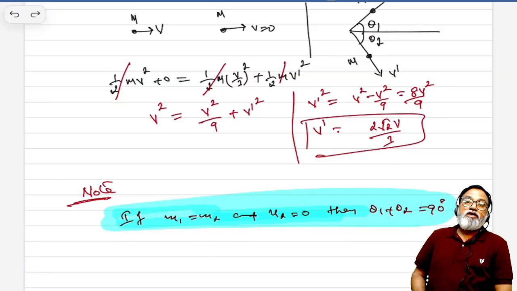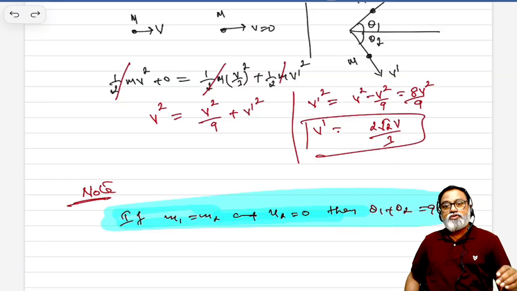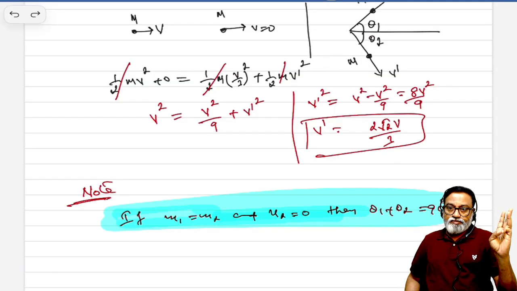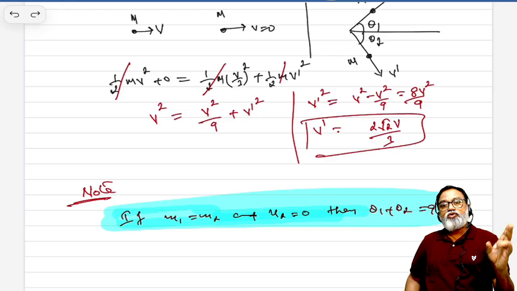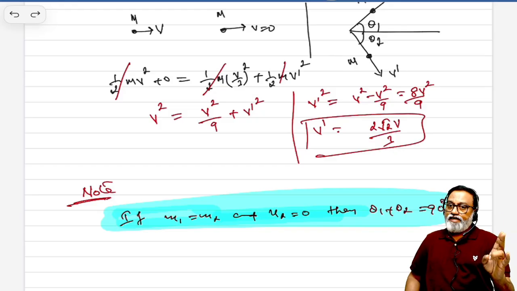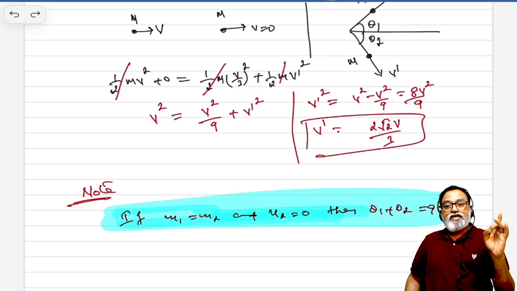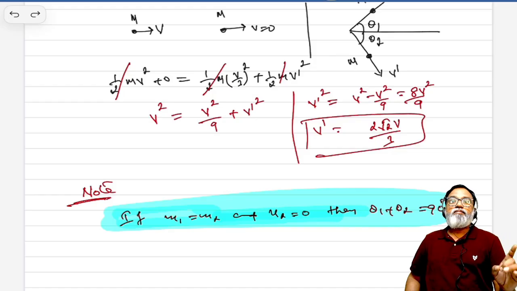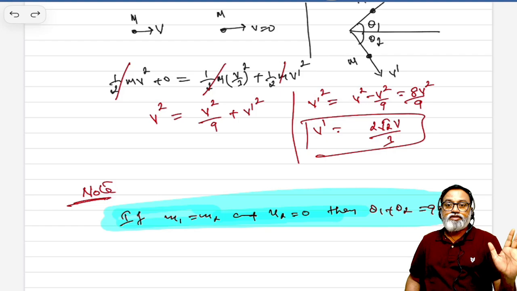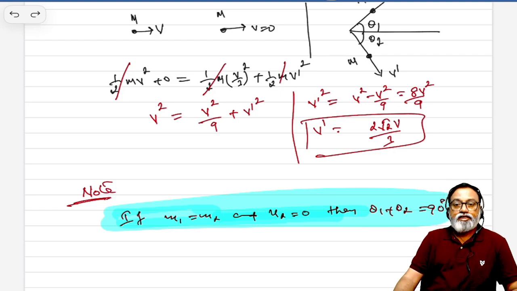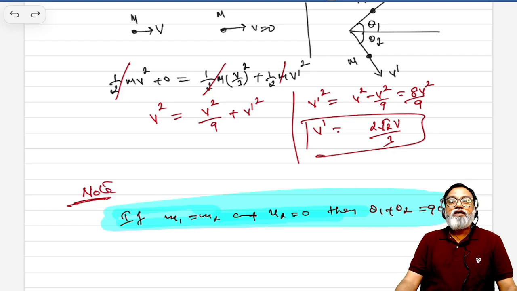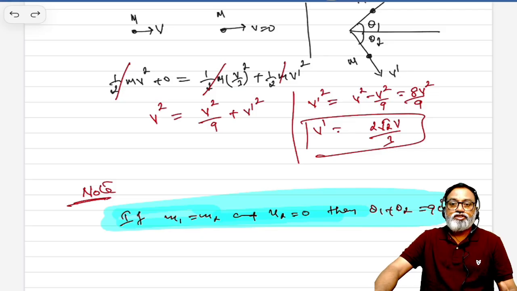For these two-dimensional problems, we have to apply 3 steps. In step 1, we conserve momentum along x direction. Second, we conserve momentum along y direction. And third, we can conserve kinetic energy, but only for elastic collision, not for inelastic collision. This is lecture 2 from collision. It is a two-dimensional collision. Thank you.